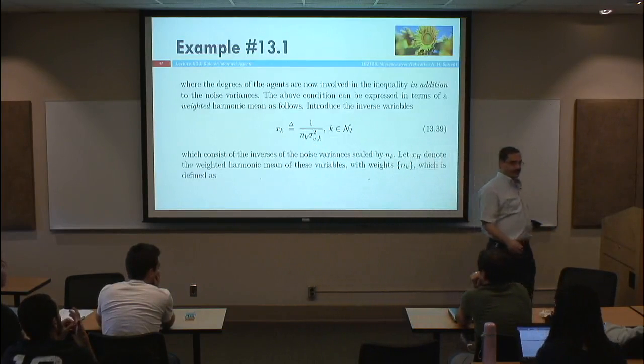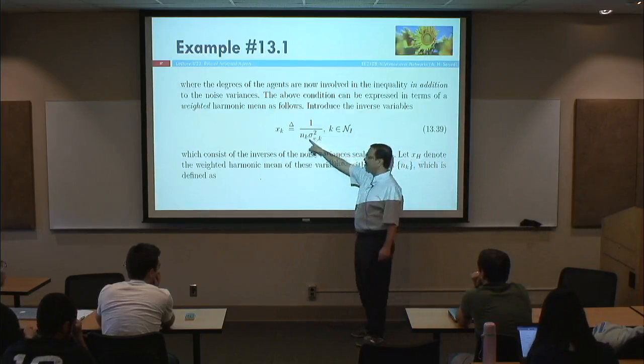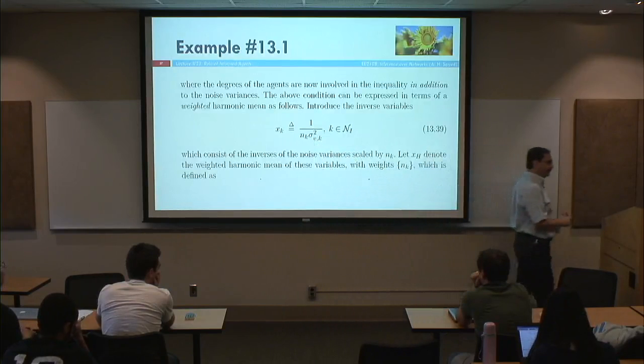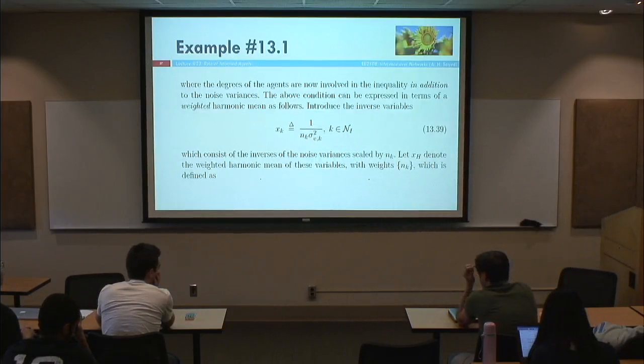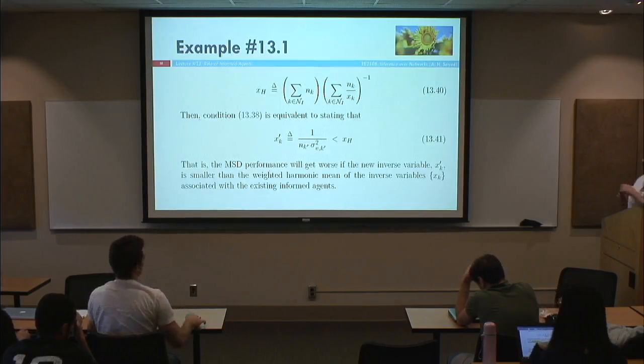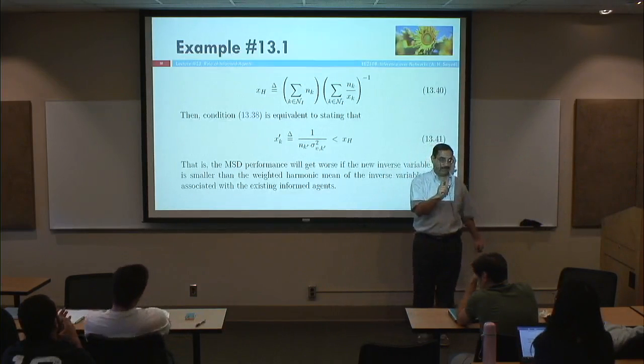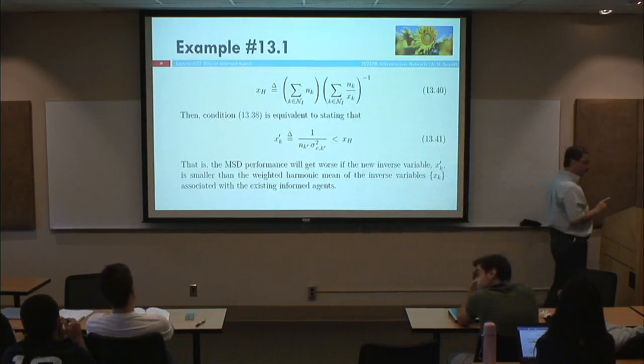What are these variables? They are the inverse of the noise weighted by the degree, right? And let's introduce the harmonic mean of these variables. So here it is. This is the harmonic mean. This is the weighted harmonic mean.